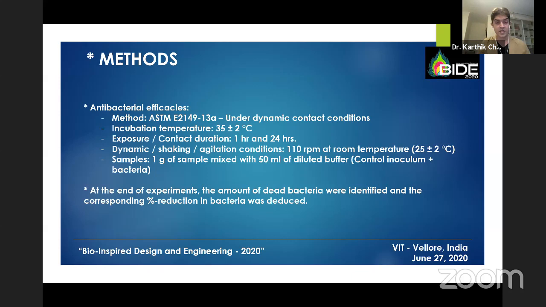We don't want that precipitation to happen. So this is a dynamic contact condition method, in which they have a conical flask and the bacteria culture, which they have already prepared one or two or three days before, and it is ready for the testing. They add that into the flask, and then they also add our particular sample into it, and they fix it to an instrument where it is being agitated at 110 rotations per minute at room temperature.